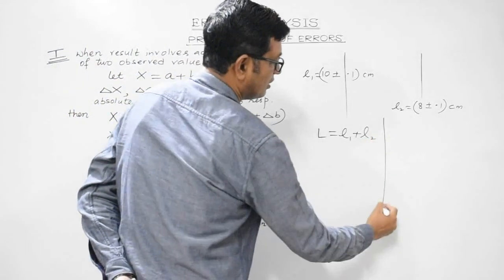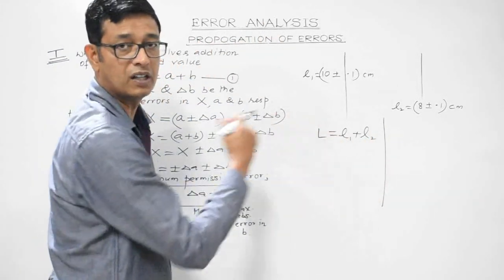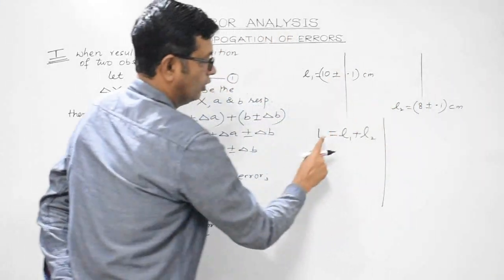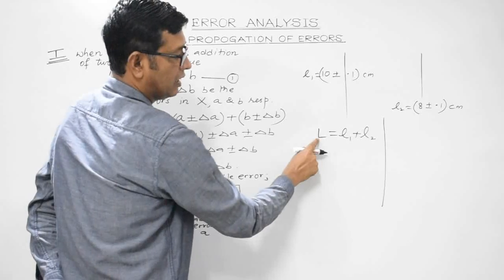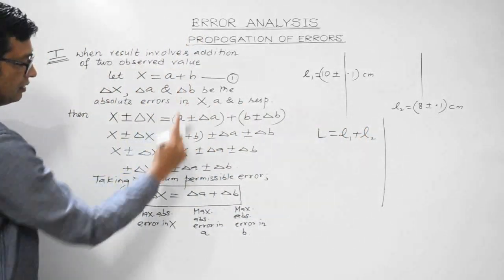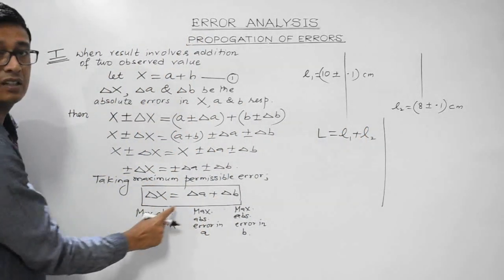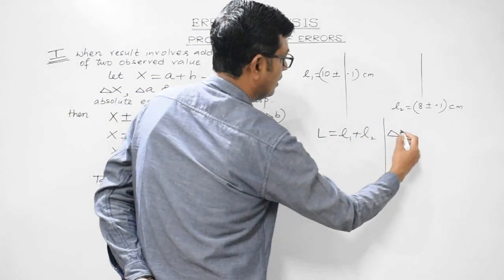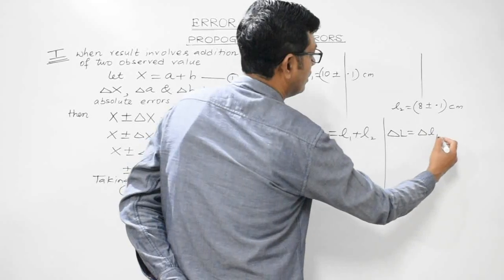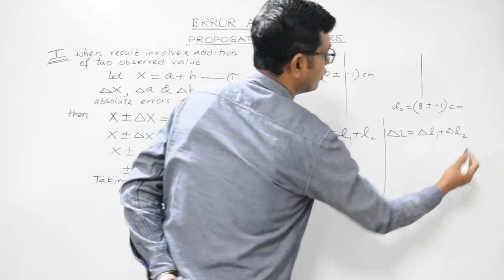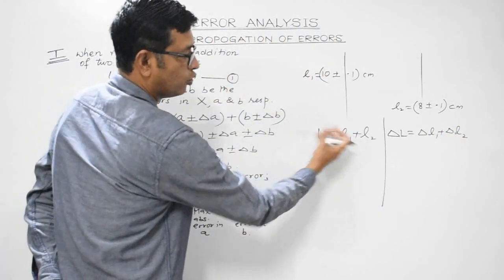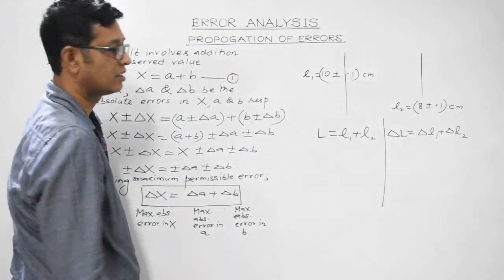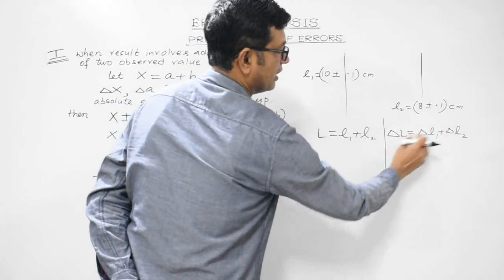So we will divide it into two parts: true value and then error. This is the true value basically. And how to deal with the error? This is how the errors are propagated in case of addition. So here we write del L equal to del L1 plus del L2. This will give us the true value and that will give us the absolute error in the result. This is how addition is propagated in errors.